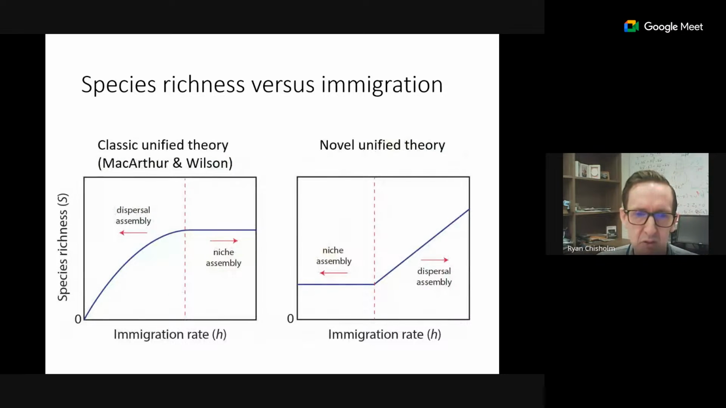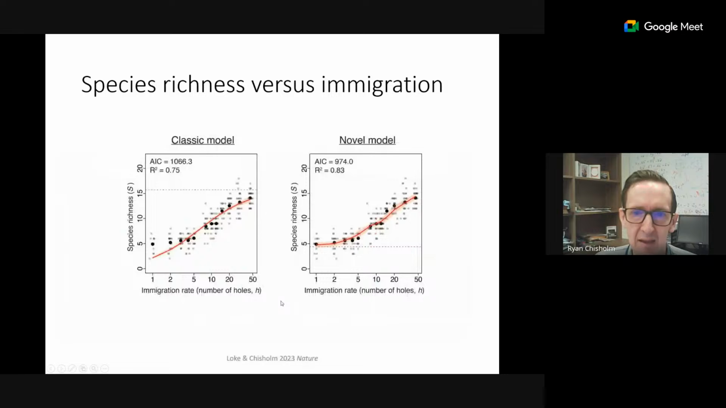And just to remind you, these are the 2 hypotheses, the classic unified theory and the novel unified theory, and we're looking at how the immigration rate, the number of holes in Lynette's experiment, mediates species richness. And this is what she found. She found that the novel model was a much better fit. Both of these panels show exactly the same data, but in the first panel, we're fitting the classic model. You can see the classic model fails to predict this flattening of the species curve for low immigration. And moreover, we don't observe any flattening as we go to high immigration, as the classic model would predict.